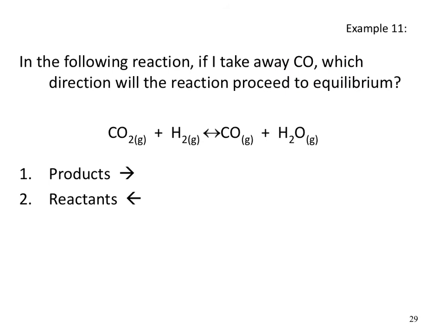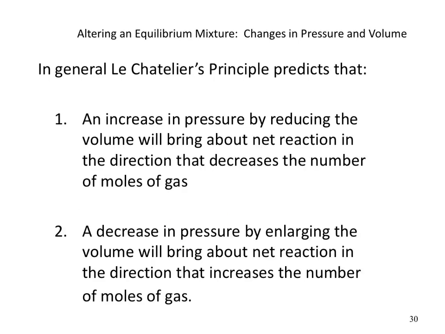Alright, another question is, in the following reaction, if I take away CO, which direction will the reaction proceed to equilibrium? Towards the products or towards the reactants? And hopefully you can see that it will be the forward reaction. If you're removing CO2, then more and more of the reactants are going to react with each other to generate your products. So it'll be towards the right hand side.